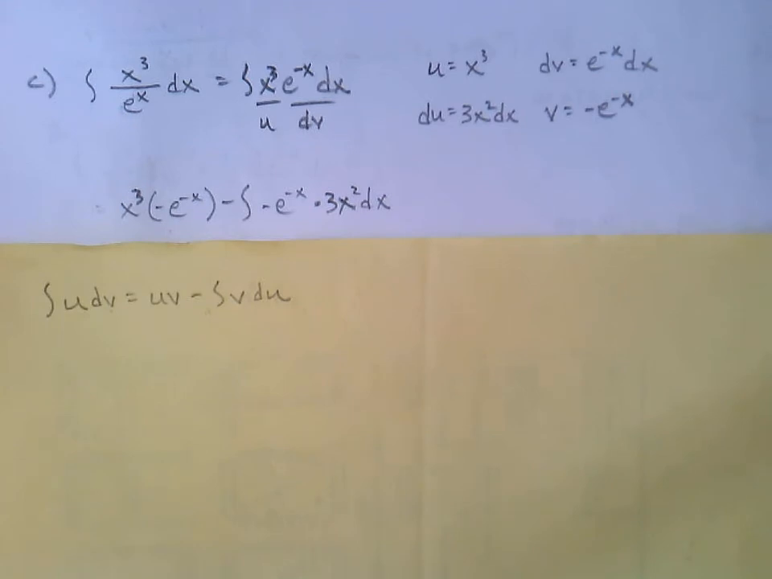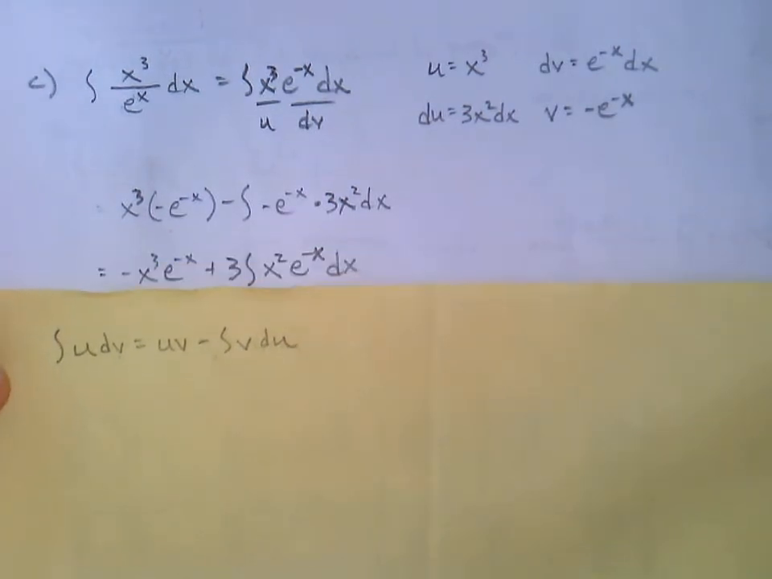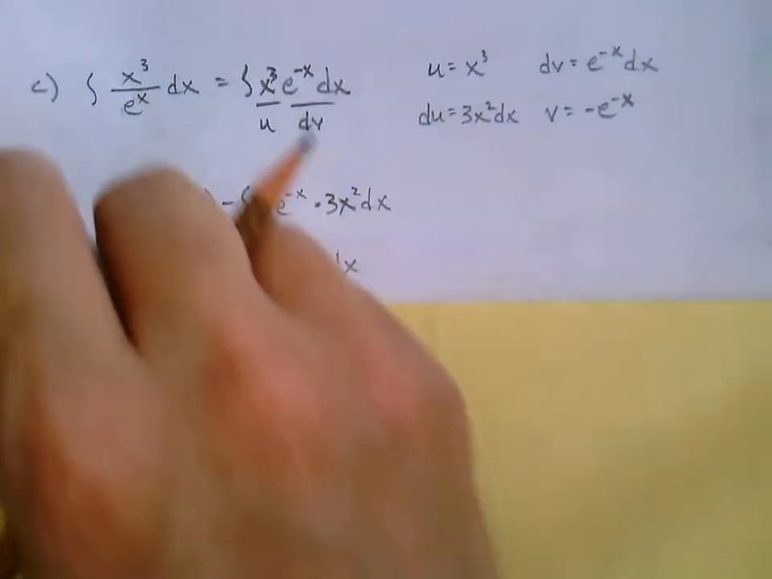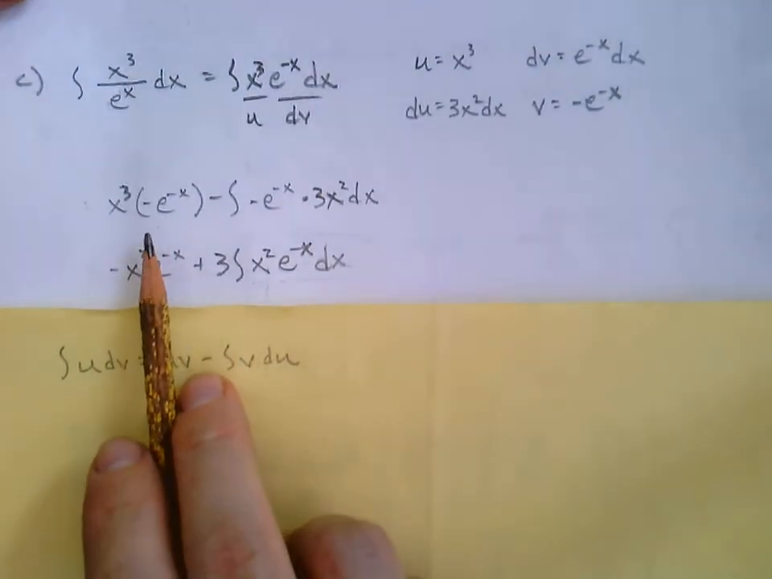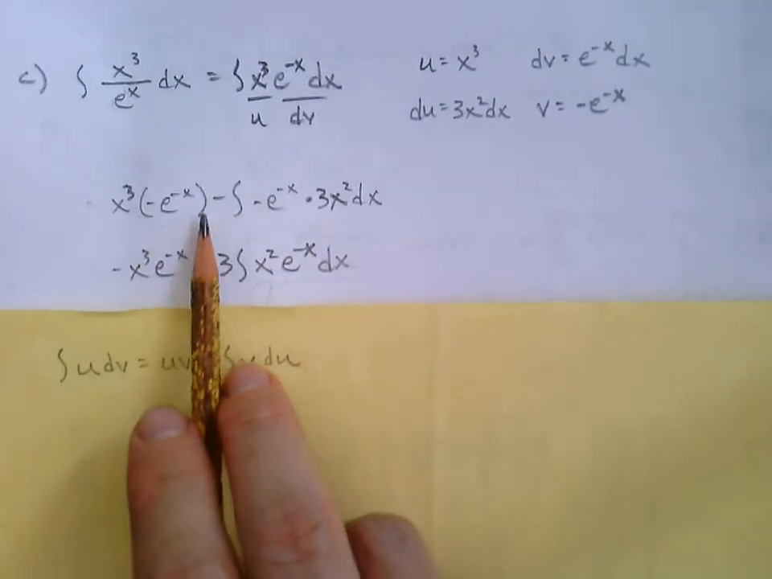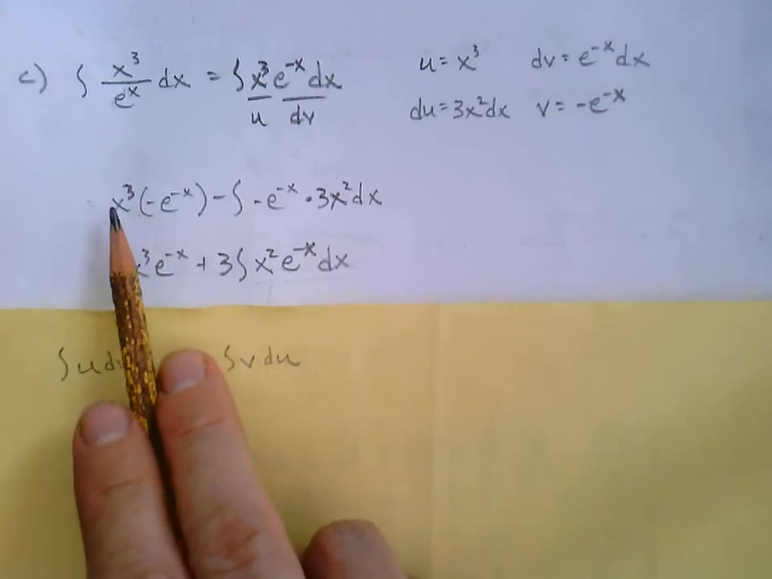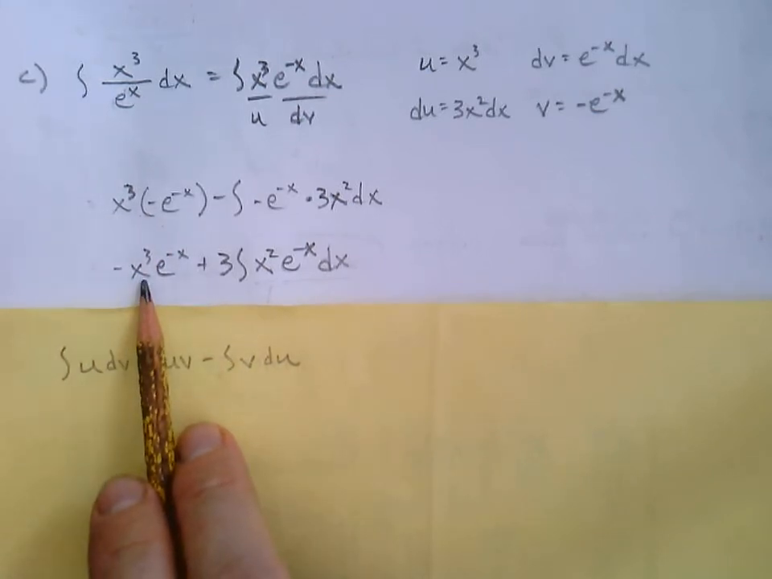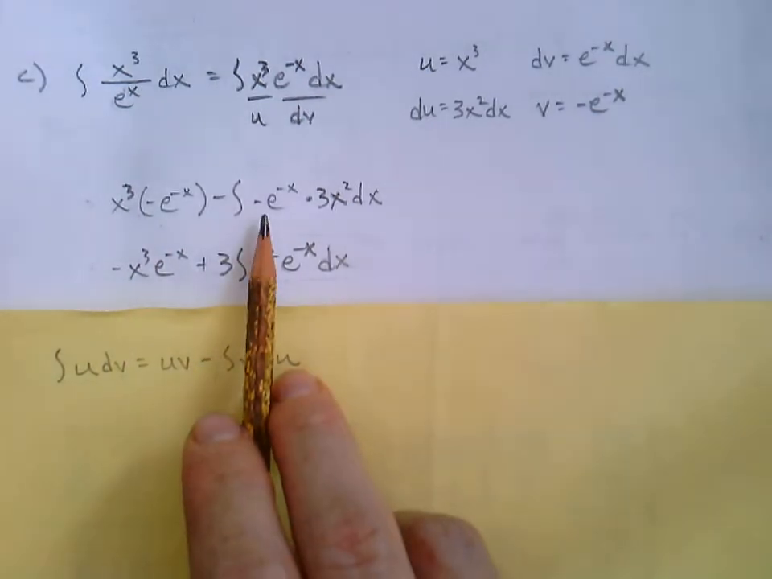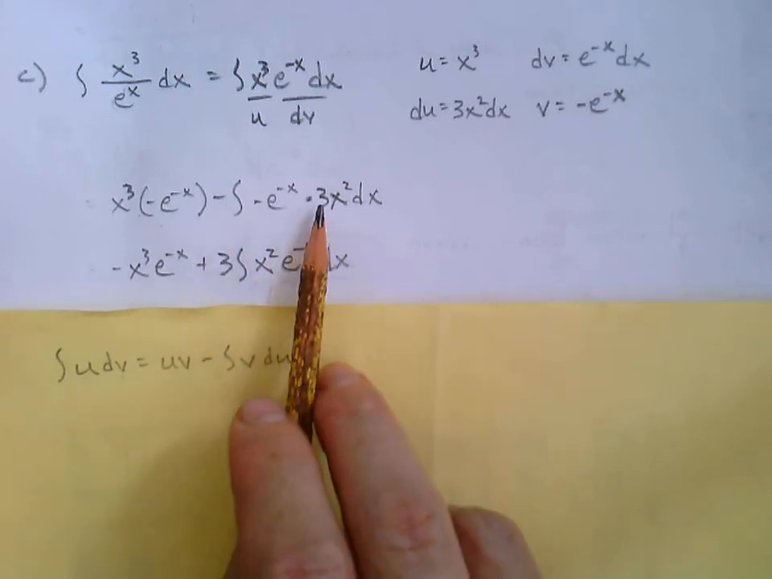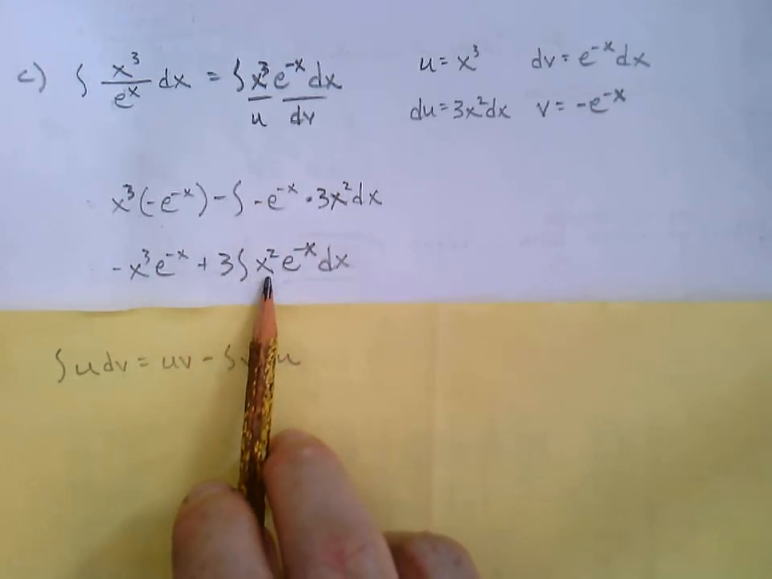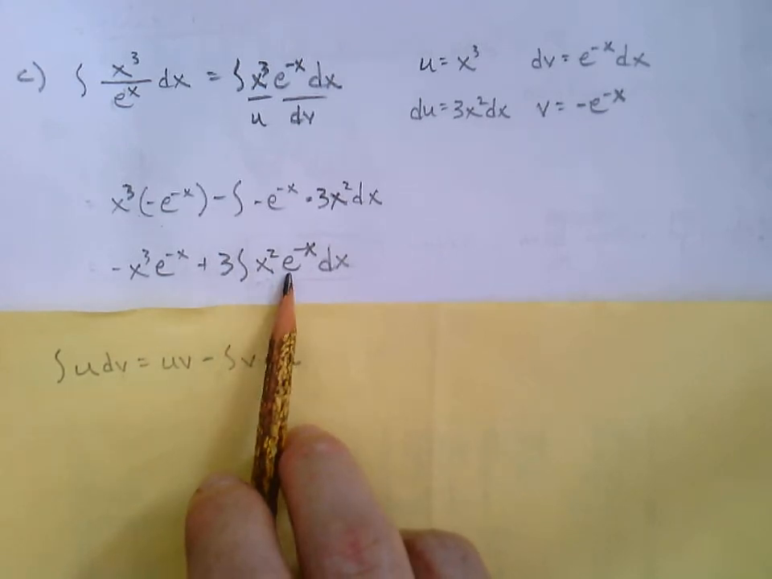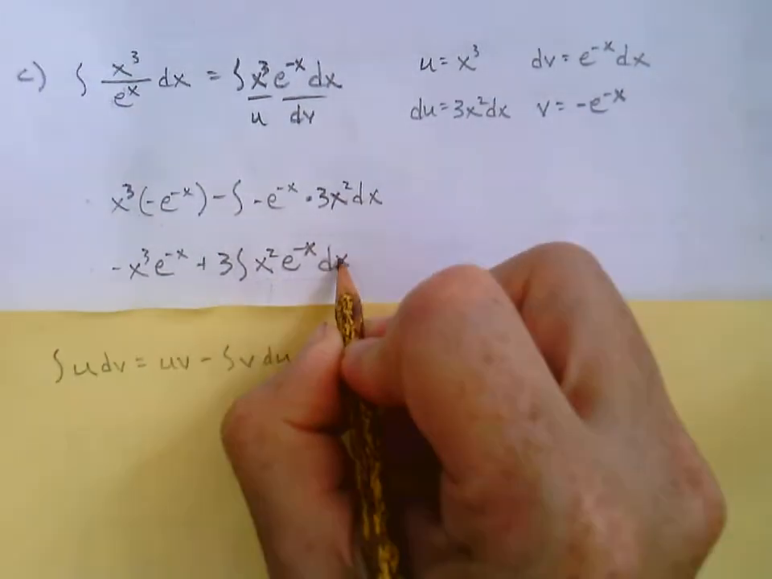Okay, let's simplify this before we do anything else. Just move that negative sign out front. There's never going to be much to do with this first part. Negative x to the third e to the negative x looks a little bit better. Here, negatives combine, right? Let's move that constant 3 in front of the integral: x squared e to the negative x dx.